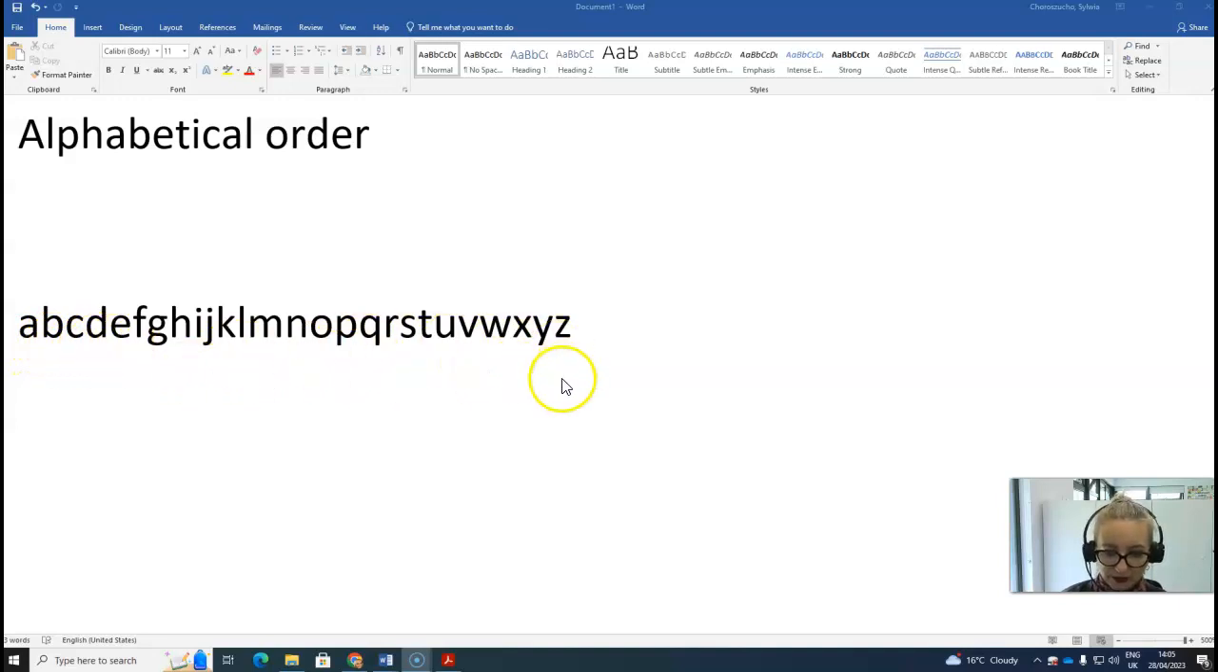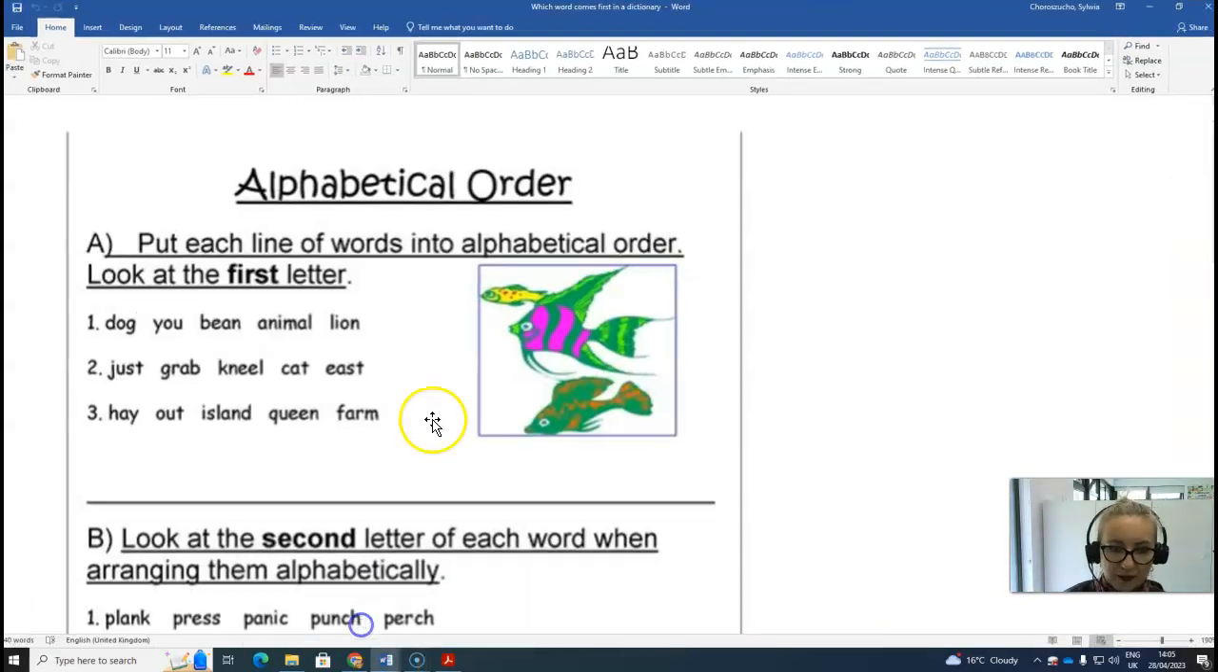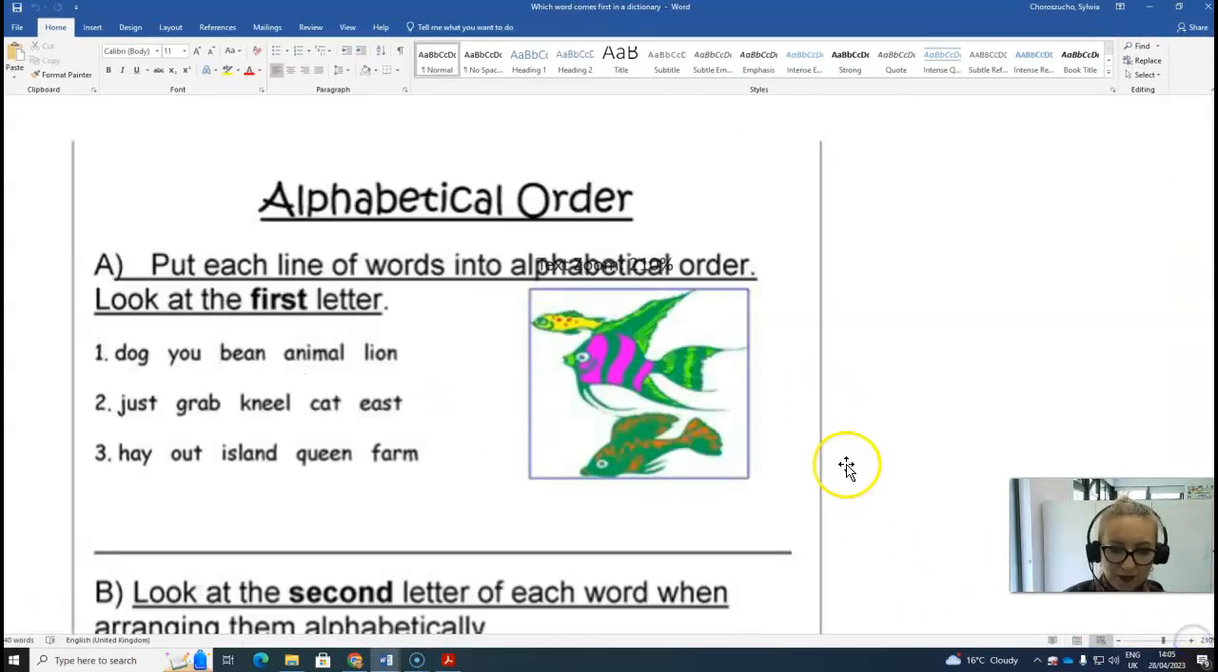I've put it all here, and I've got some exercises which I'll explain as I go through how to do them. For example, you've got the first line that you need to put in alphabetical order: dog, you, bean, animal and lion. What we do in such a task, we look at the first letter: D, U, B, A, L. Which is the first letter that comes first in the alphabet? It's A. So animal will be first in alphabetical order.